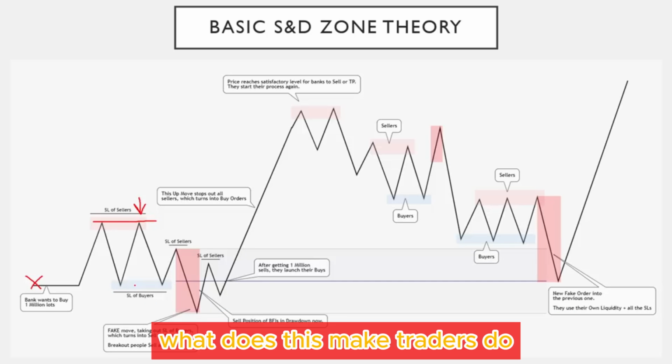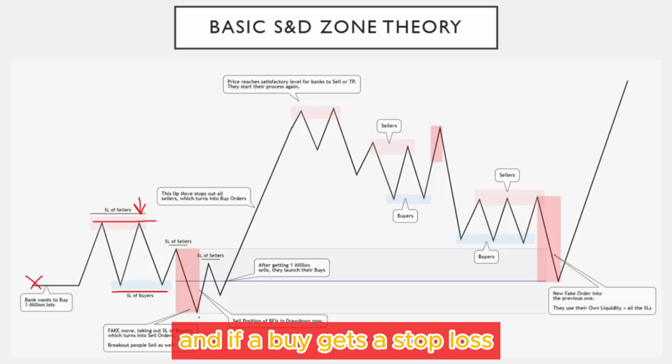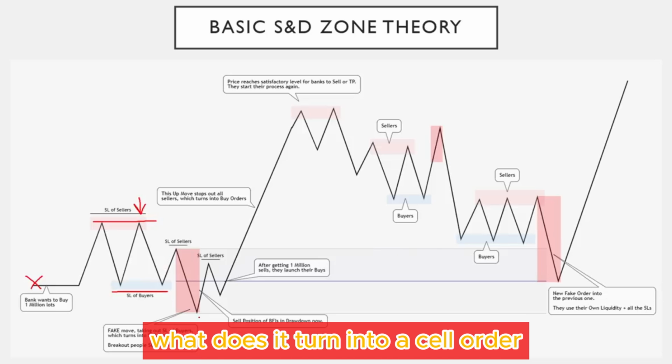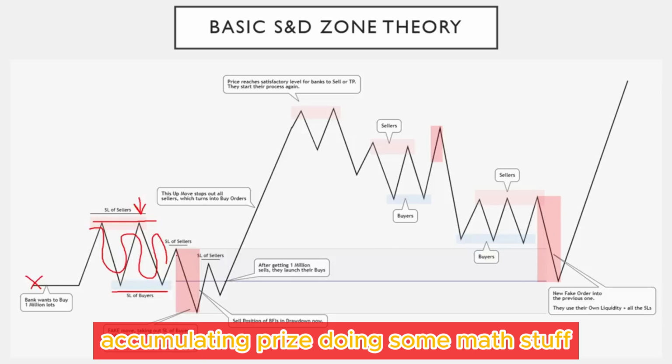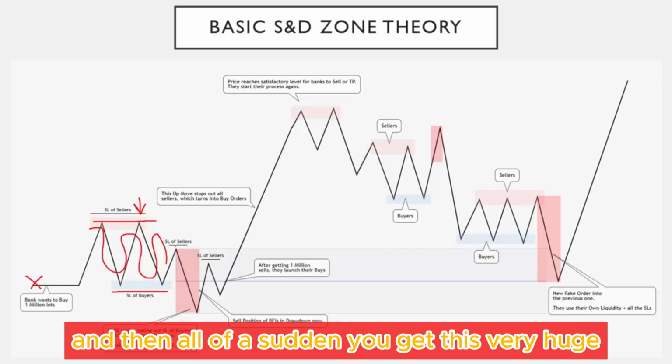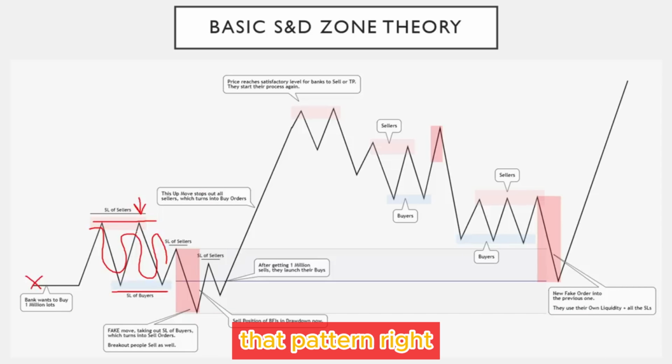Here we have a double bottom. What does this make traders do? It makes them go long, right? So very good, they go long right now. What is below the double bottom is their stop losses. And if a buy gets a stop loss, what does it turn into? A sell order. So what they're going to be doing is accumulating price, doing some math stuff, and then all of a sudden you get this very huge momentous move below or above, respectively, in an opposite example, that pattern. Right?